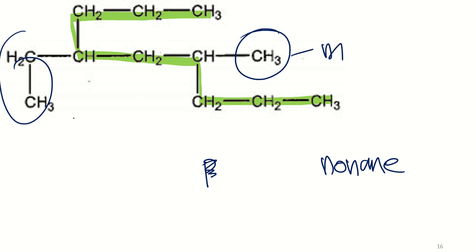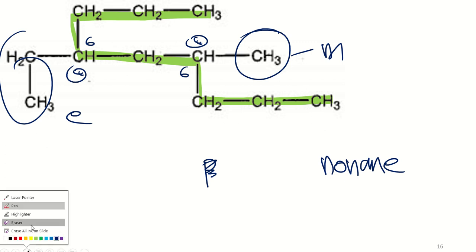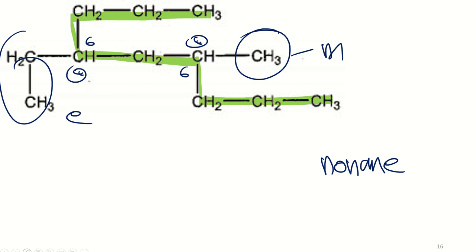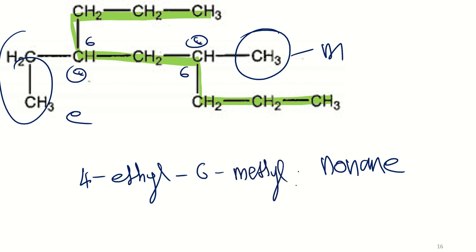We have a side group there and a side group there. This one is a methyl. This one is an ethyl. Let's go and check our numbers. So this would be a number 4 and a 6 going that way, and then the other way would be a 4 and a 6. So we give our 4 to the ethyl because it's first in alphabetical order. So that is 4-ethyl-6-methyl, and that is a nonane.